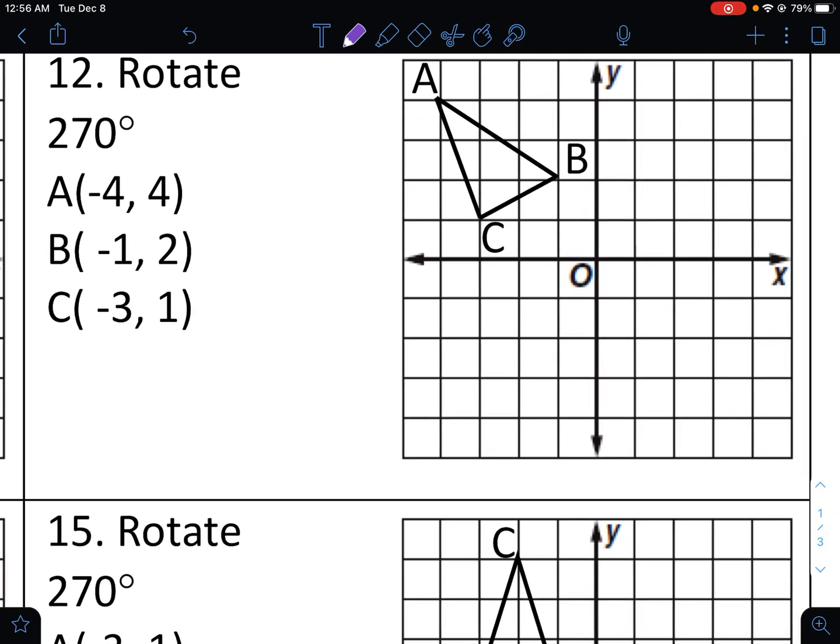Number 12. Now we get to do a 270 clockwise. So that's going to start with x, y as usual. And then we're going to go to -y, x. So they change places for 90. The numbers change places for 90 and 270, but not for 180. Keep that in mind.